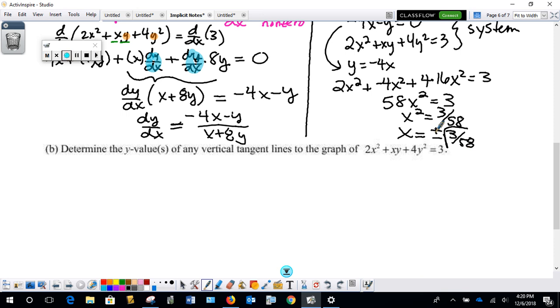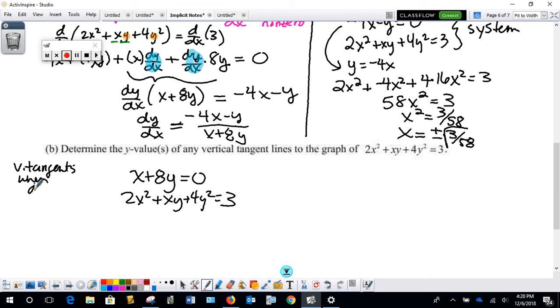All right, we're going to do the last problem. Determine the y values of any vertical tangent lines to the graph. So I already did the derivative up here, so I don't need to do it again. My system this time is: take the denominator, set it equal to 0, bring your equation down. I didn't say anywhere what I'm doing, so I would write: vertical tangents when dy/dx equals non-zero over 0.